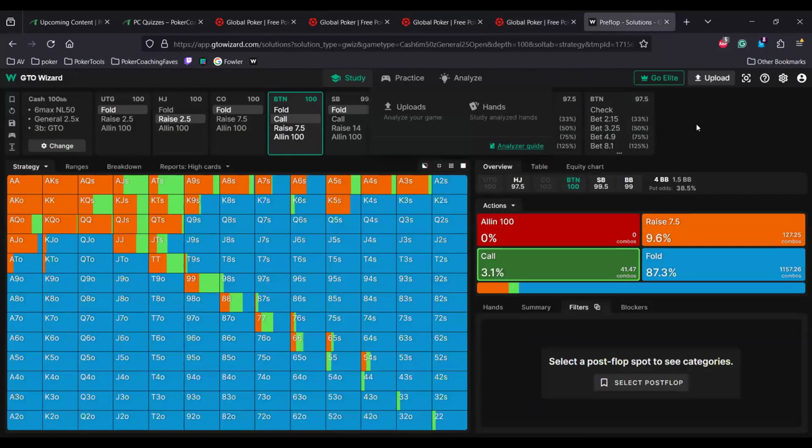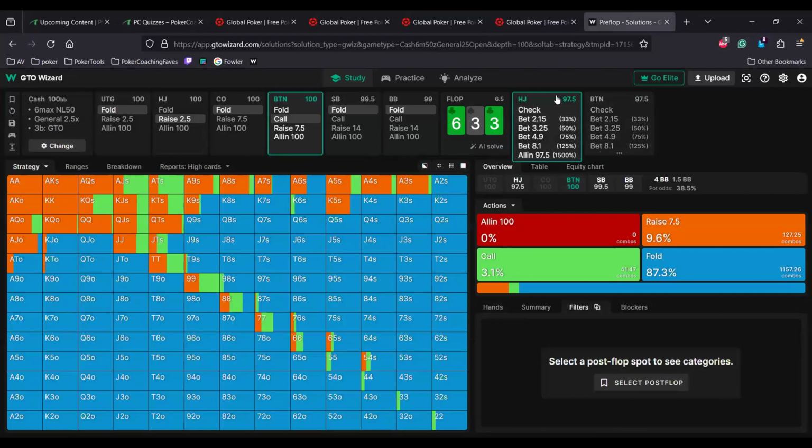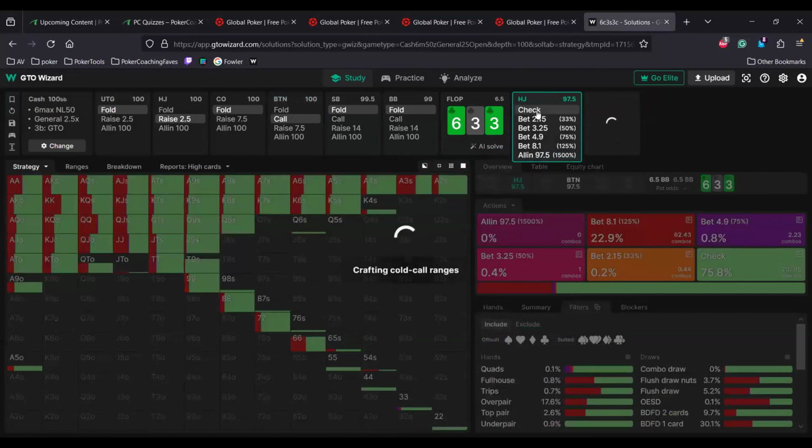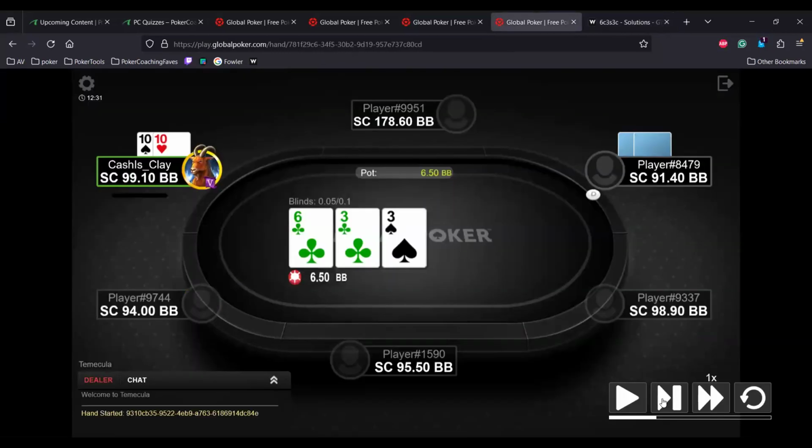So there's the texture. In theory, we get to check here more than we do anything else. So if we check, we'll run through this. So we check. You check. I'm gonna jump in.